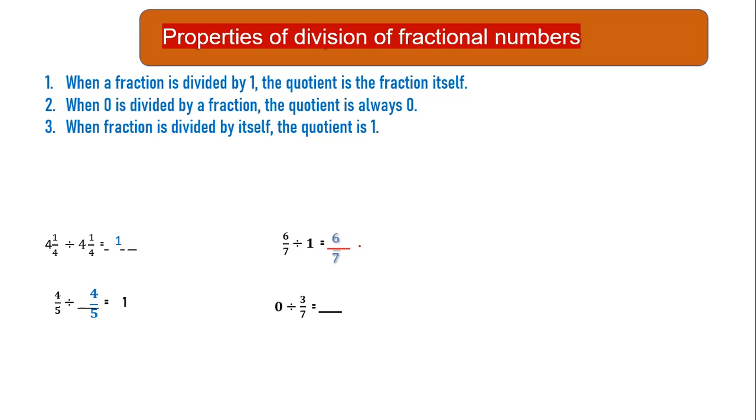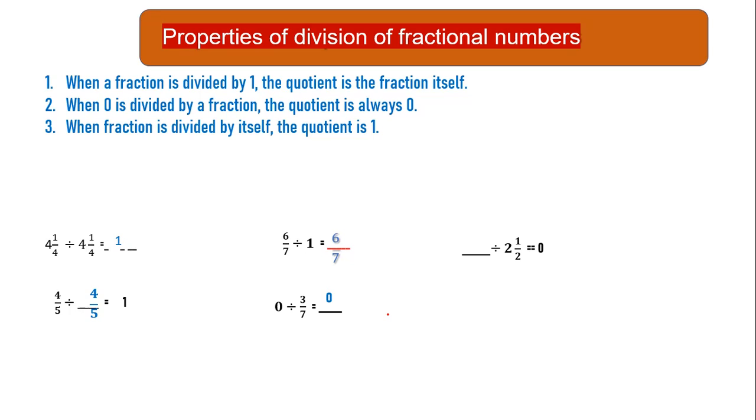Now, next, 0 divided by 3 by 7, which is a problem based on the second property. That is, when 0 is divided by any fraction, quotient is always 0. Here we are dividing this 0 by 3 by 7. Therefore, in the fill in the blank, we will get the answer as 0.